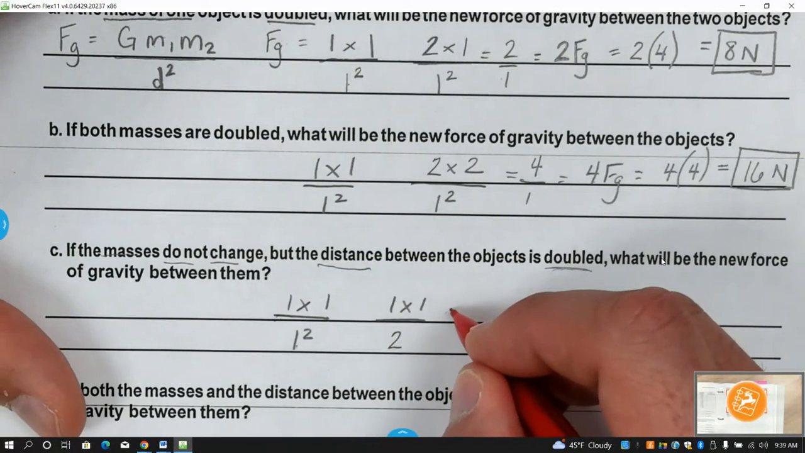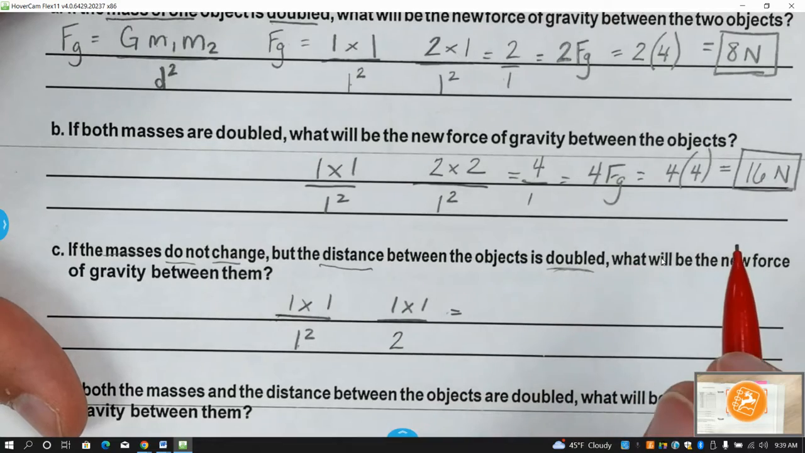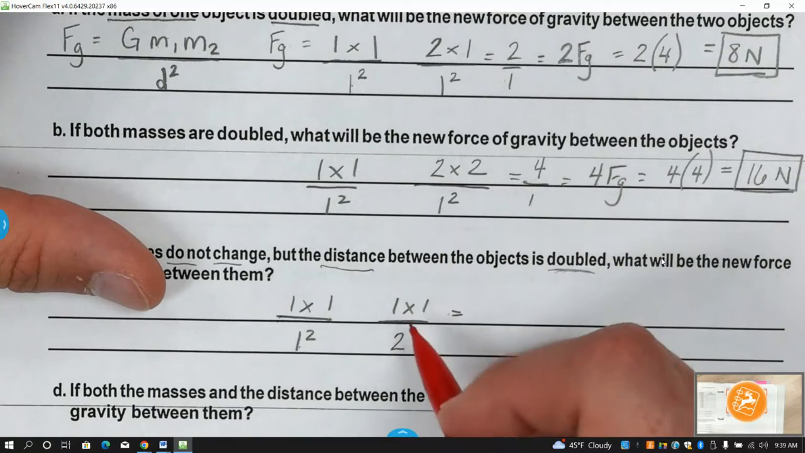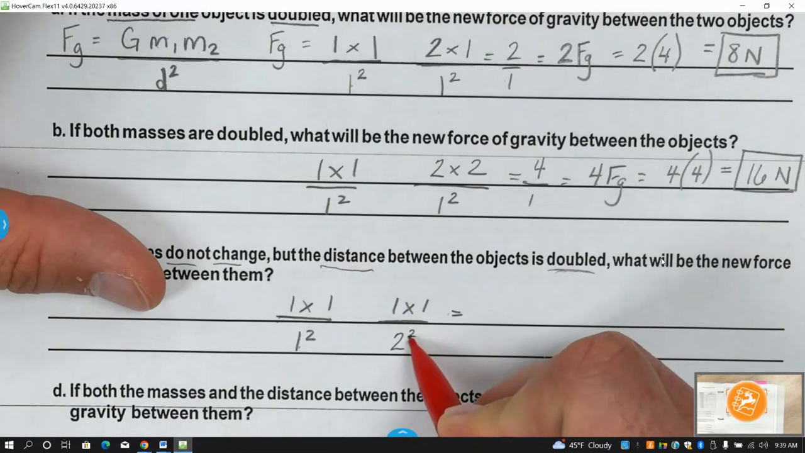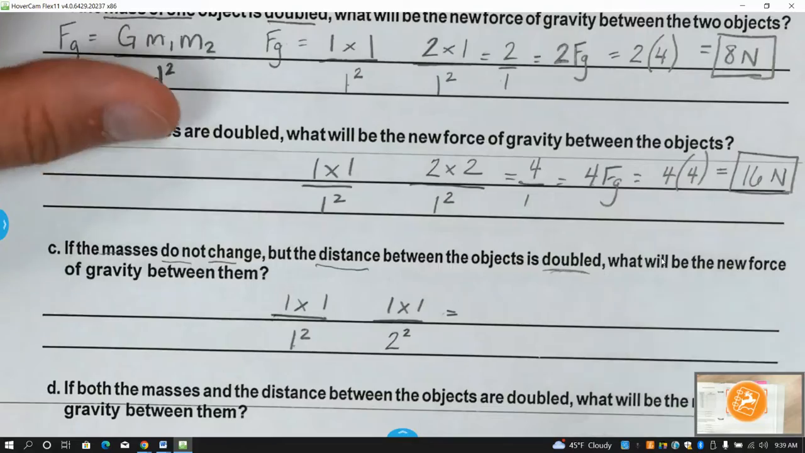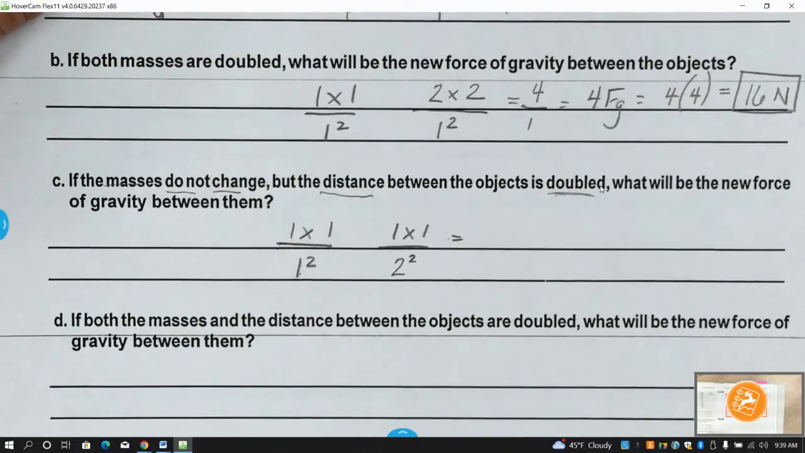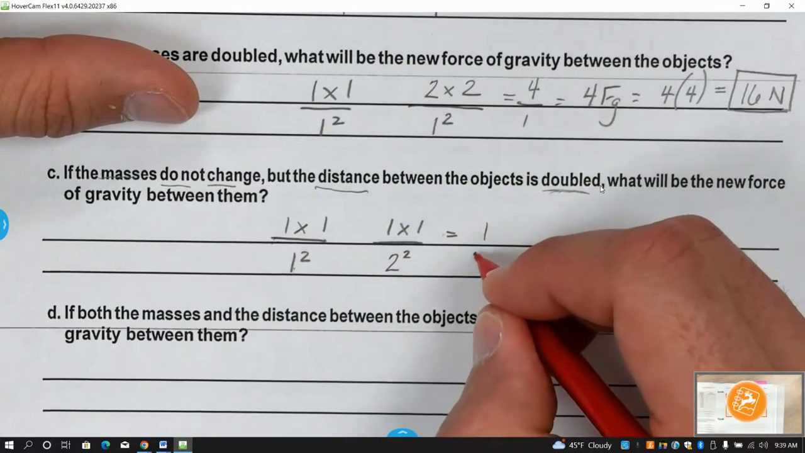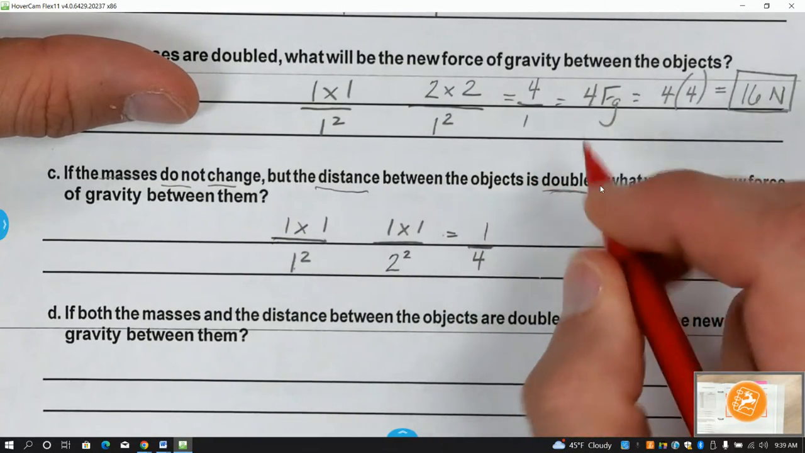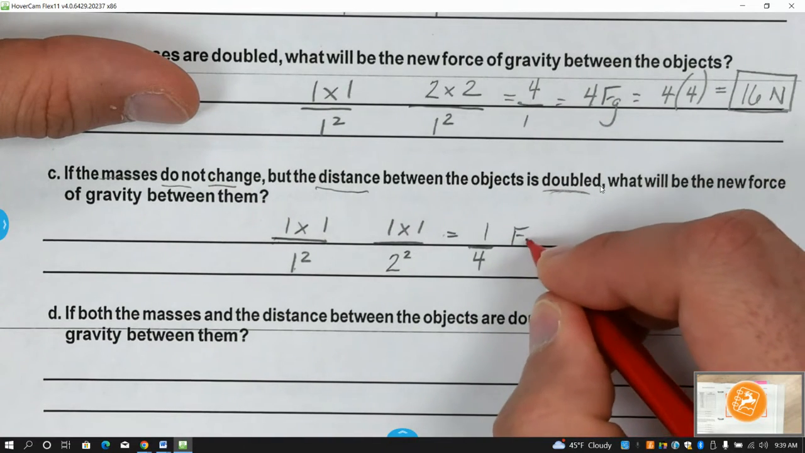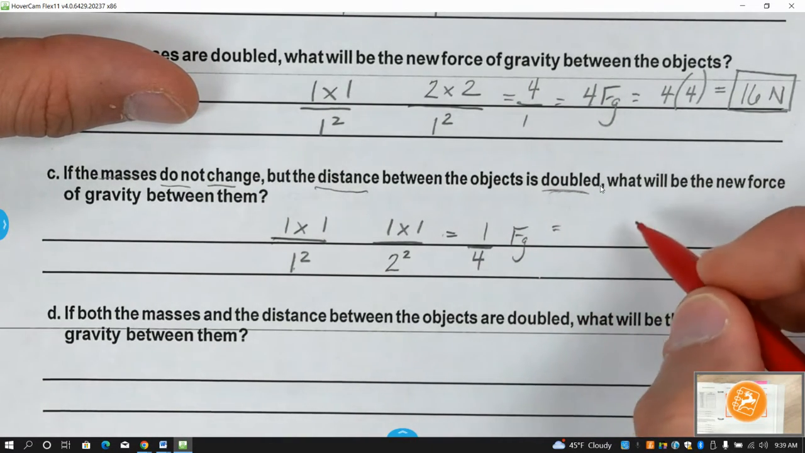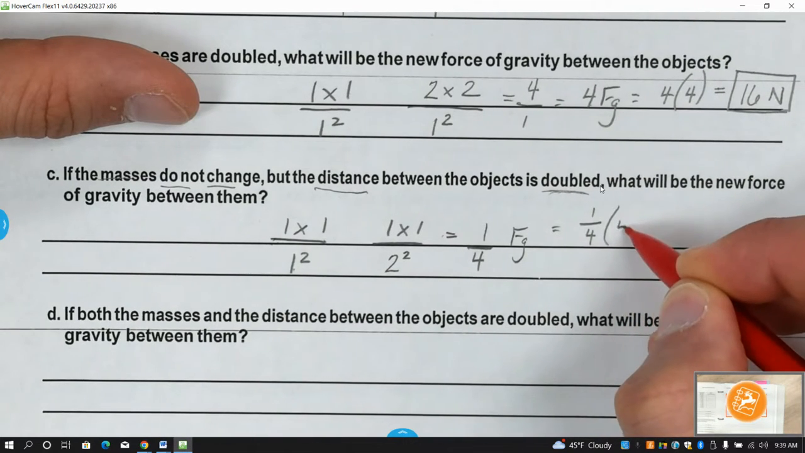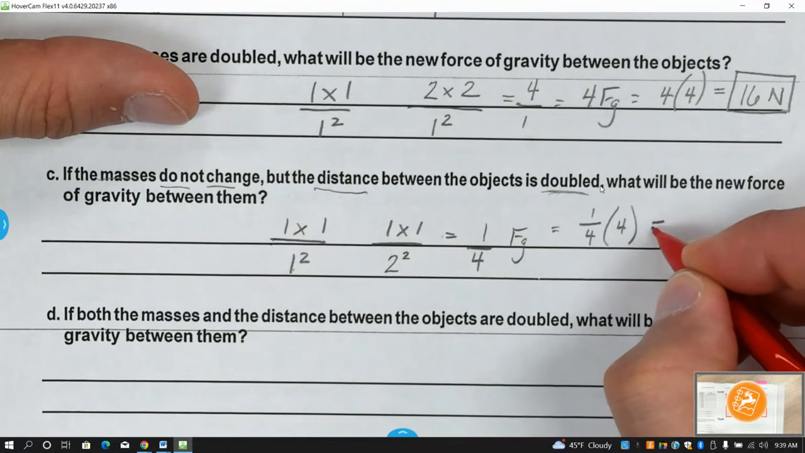1 times 1 over 2 is 1/2. Correct. I was hoping. Yes. You have to make sure you square that. That is just one tiny mistake that some people might forget. So I'm glad you guys were able to spot that. 1 times 1 is 1 on top, and 2 squared is 4. So you are 1/4 the original force. If the original force is 4, what is 1/4 times 4? It's just 1.